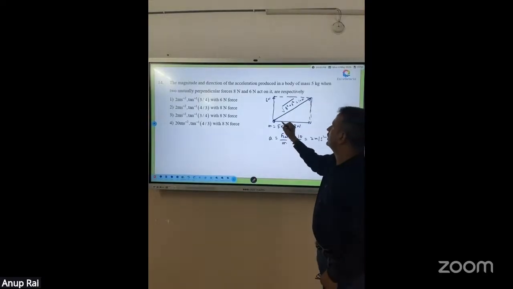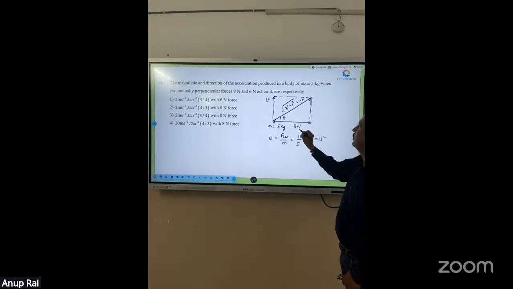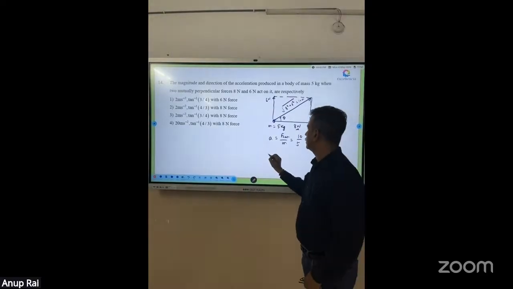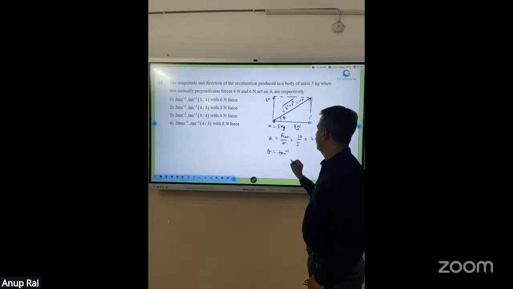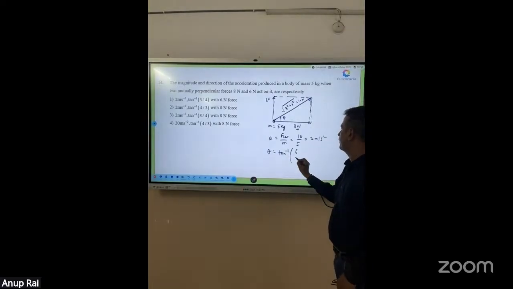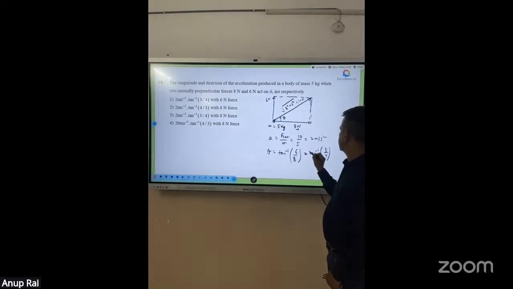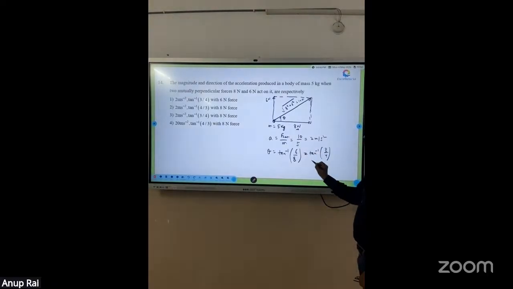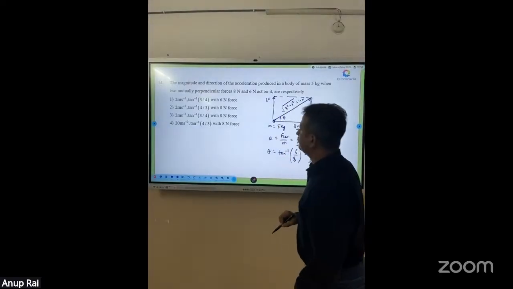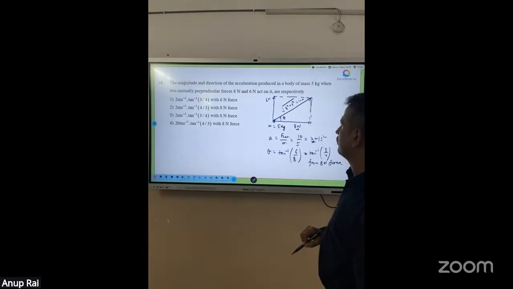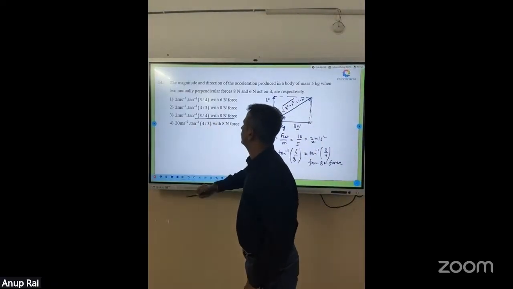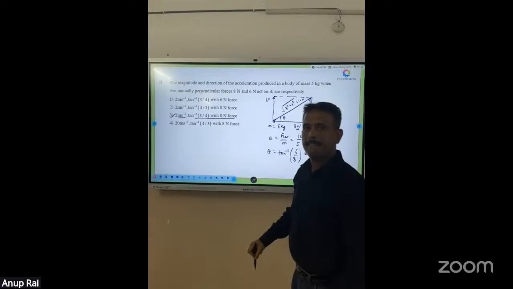Now let's calculate the direction theta from the 8 Newton force. So we can say that theta is equal to tan inverse perpendicular 6 by 8, which is tan inverse 3 by 4. So it's making an angle tan inverse 3 by 4 from the 8 Newton force. Let us check the options. Acceleration is 2 meter per second square, tan inverse 3 by 4 with 8 Newton.